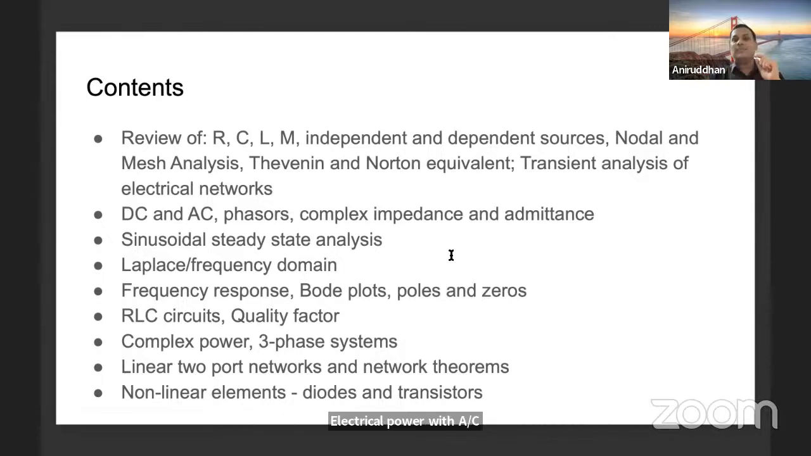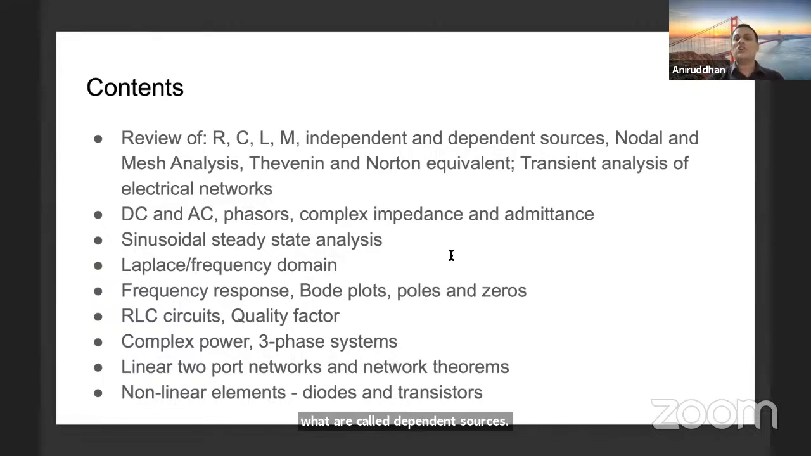Then the next part of the course deals with techniques, analysis, and understanding of electronic circuits. That really starts with what are called dependent sources. So you need to understand how to handle RLC, ideal voltage sources, and ideal current sources. There are also what are called dependent sources. We will understand what that means.